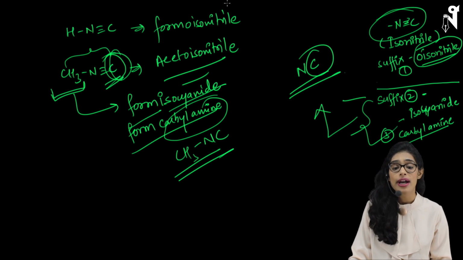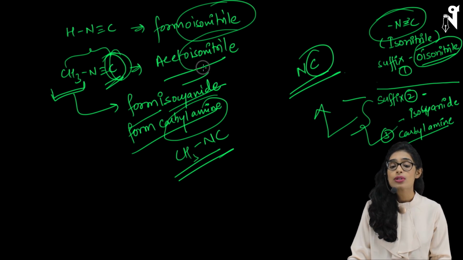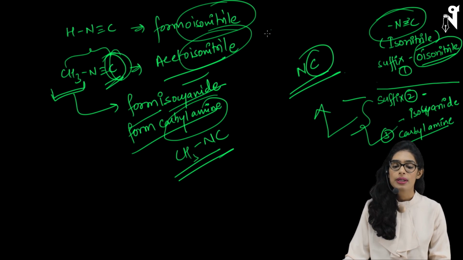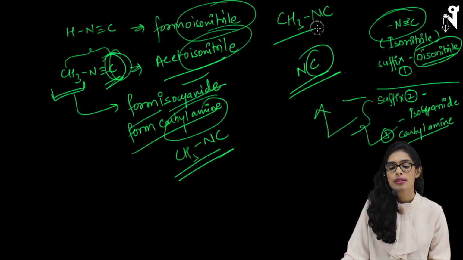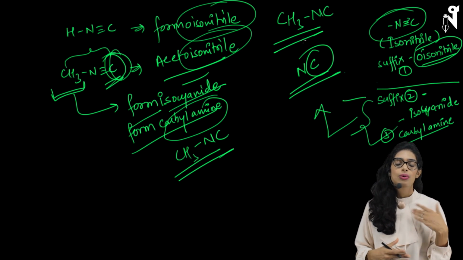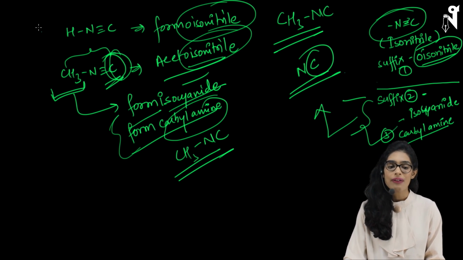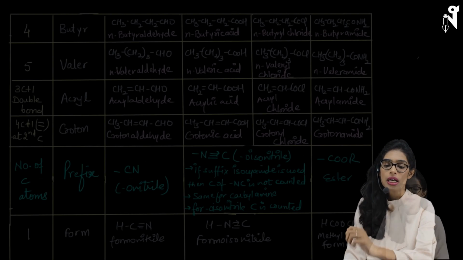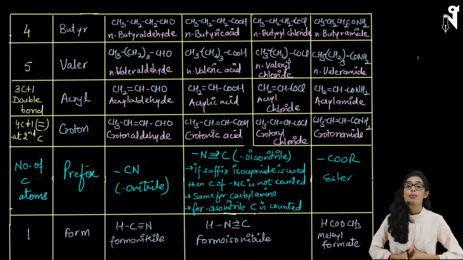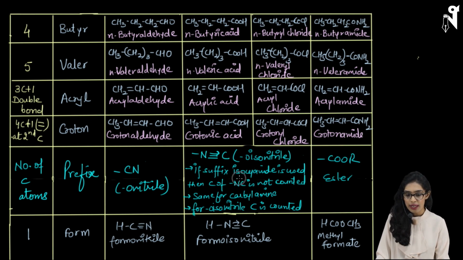Whereas in case of isonitrile, we are counting the total number of carbons. So basically, C should be 2 in total, one of NC and one of this. That's how the names are. We are using isonitrile right now to avoid confusion, but you may find the others and you have to remember this rule. I have written it on the table also so that you don't forget, but I'm not very sure whether you'll be able to understand the table properly or not. That's the reason why I have explained it separately. So I have written it over here: if suffix isocyanide is used, then C of NC is not counted, and the same for carbolamine. So I hope now you'll be able to figure out what we are talking about.